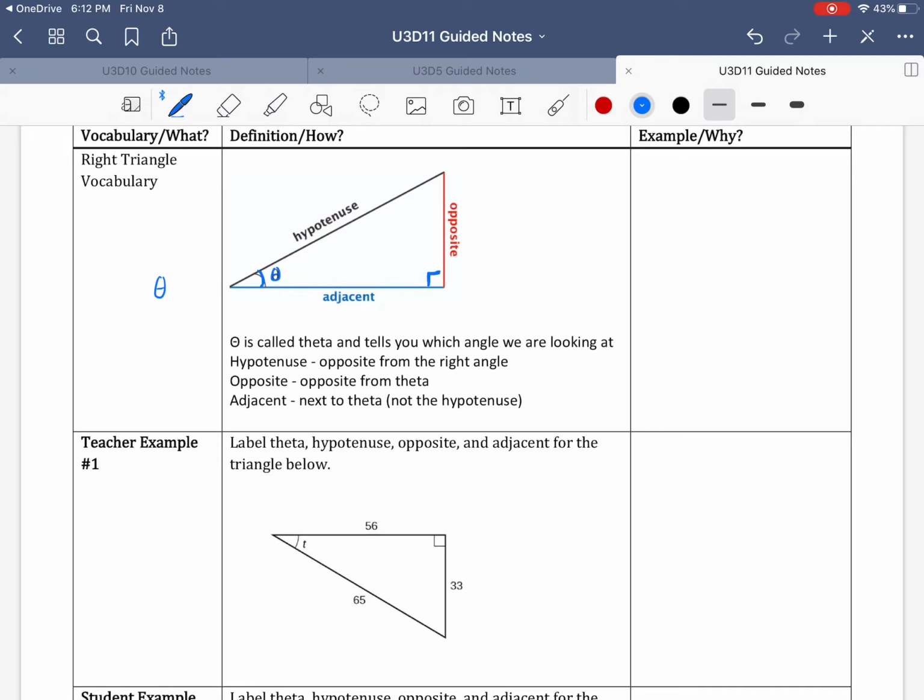Hypotenuse is the same as how we've talked about it before. It is always opposite our right angle. It is also your longest side. Now, opposite and adjacent are talking about their position in relation to where theta is. So if we know theta is our angle right here, then opposite of theta is the side that we name opposite. Adjacent from theta, or next to, is talking about the side that is next to theta, but not the hypotenuse.